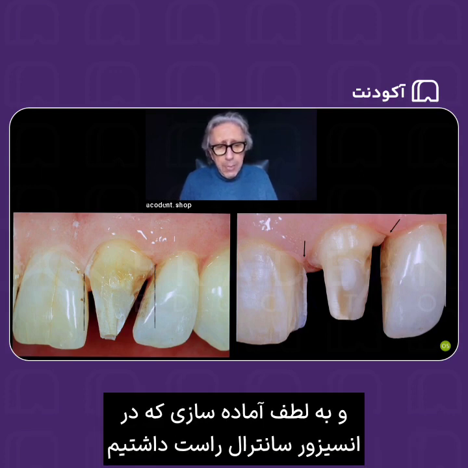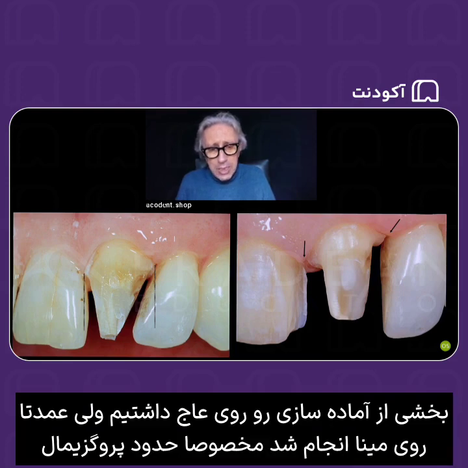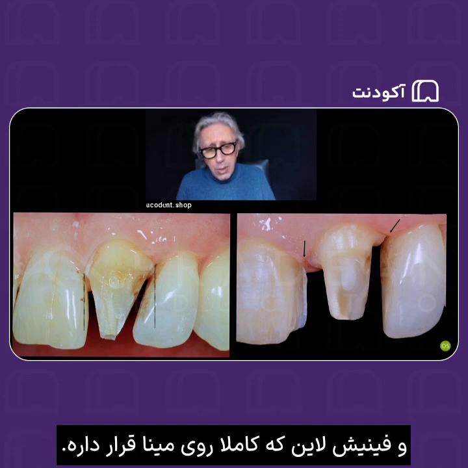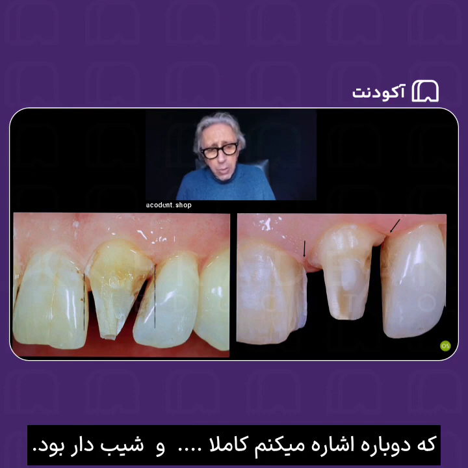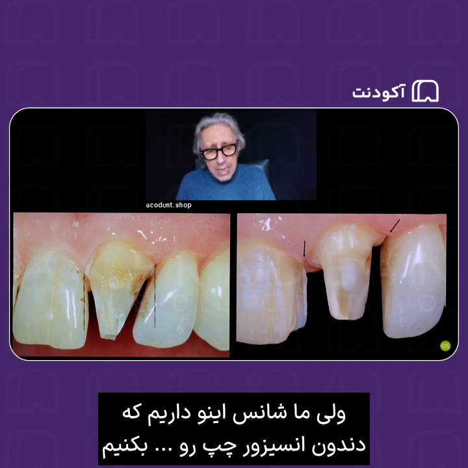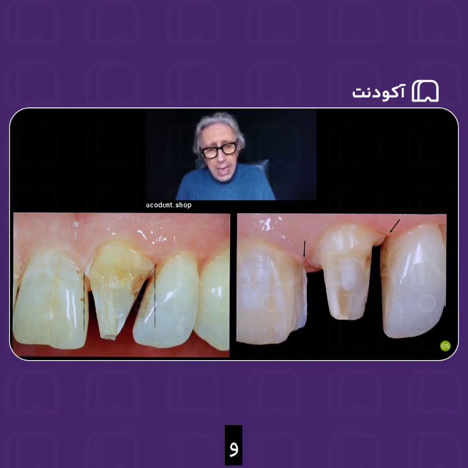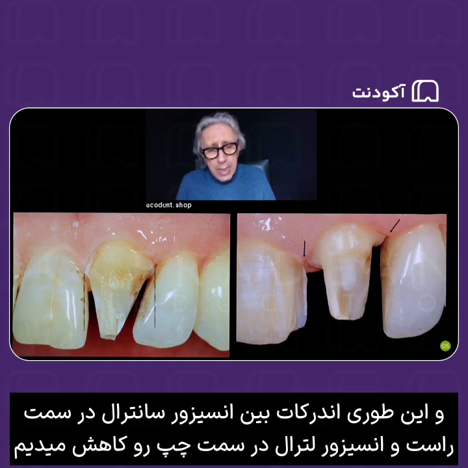And we also, thanks to the preparation that we have done on the right central incisor, have a preparation that is partially in dentin, but all the rest is in enamel, especially the interproximal confine and finish line that is completely in enamel, as you see here. So in this way, you probably have the ability to insert your crown, that again, remember, was completely turned and inclined. We have the chance to devitalize the tooth, the left central incisor, and in this way to reduce the possibility to have undercuts between the central incisor on the right side and the lateral incisor on the left side.